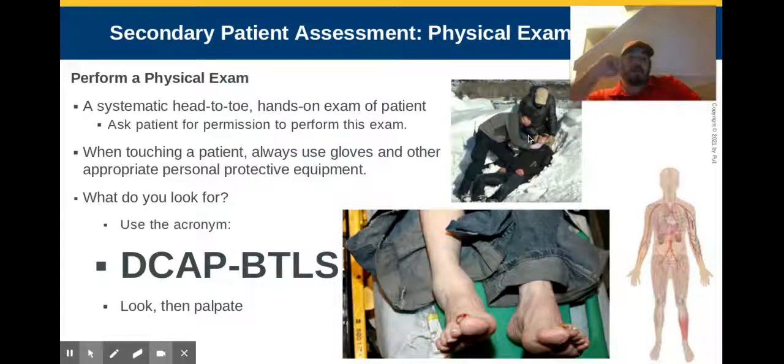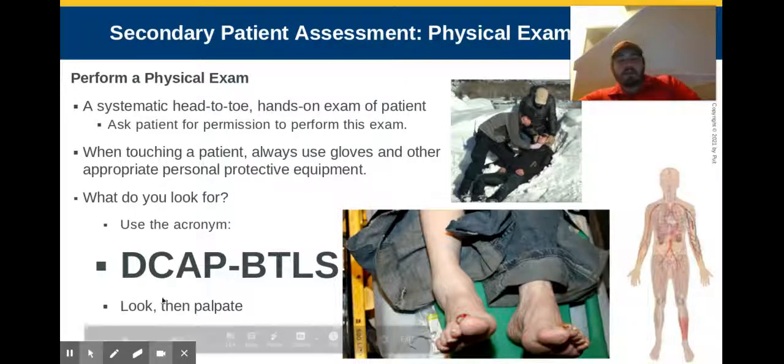All right. And you can see these guys in the snow here are doing that, right? He's here at the neck. One guy's stabilizing the head. This guy's working his way down. So when we're doing the physical exam, we're looking for anything that's wrong, right? We're looking for anything that's broken or doesn't feel right or causes the patient pain. And obviously, we're always going to wear our gloves and PPE when we touch the patient.